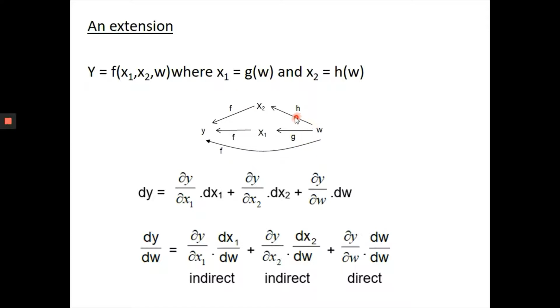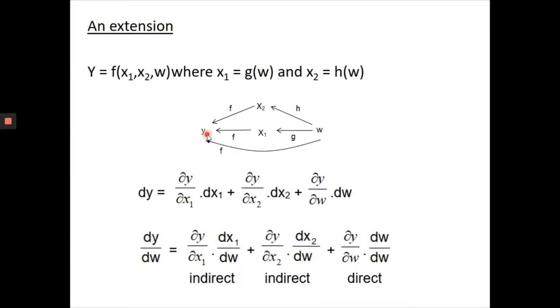The two indirect channels via h, w affects y via h, affects x2, and then affects y through f. x2 affects y through f. The second indirect channel, where w via this function g affects x1, which then impacts on y. And then lastly, the direct channel, where w impacts on y.